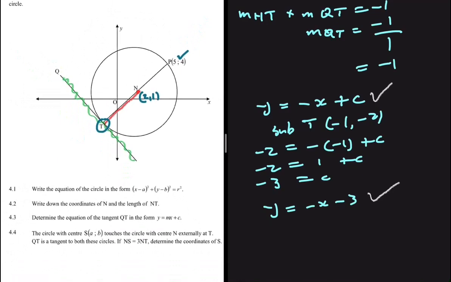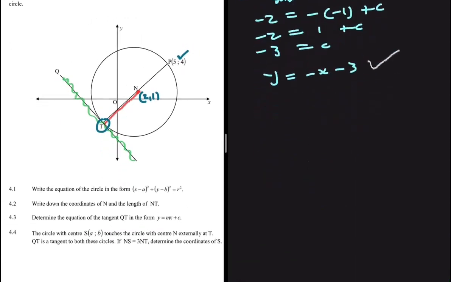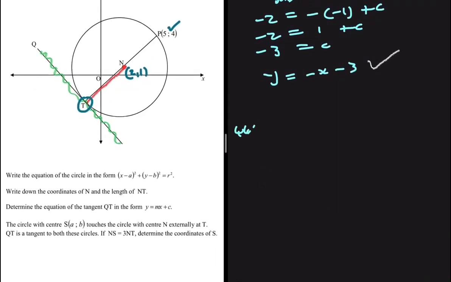Let's move ahead and do 4.4. So in 4.4, the circle with center S of coordinates a and b touches the circle with center n externally at t. QT is a tangent to both of these circles. If ns is equal to 3nt, determine the coordinates of s. Yeah, there's a lot going on there.